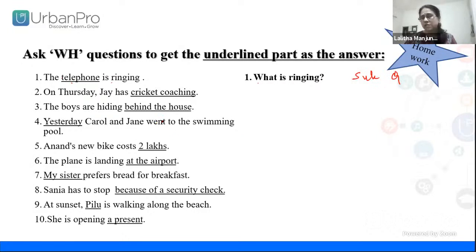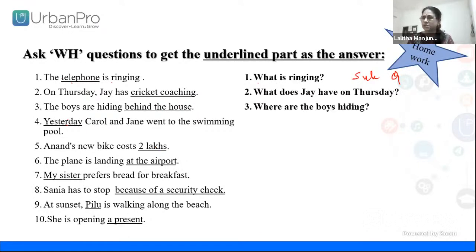Okay. Let's try one more, but this is homework for you. Let's try one more question. On Thursday, Jay has cricket coaching. So how will you make a question for this? What does Jay have on Thursday? Now, if it's a place, then you will say where. If it's time, you will say when. If it is money, you will say how much. So this is homework. What I want you to do is try to frame questions to get the underlying part as the answer. And once you finish, you can check your answers with this.